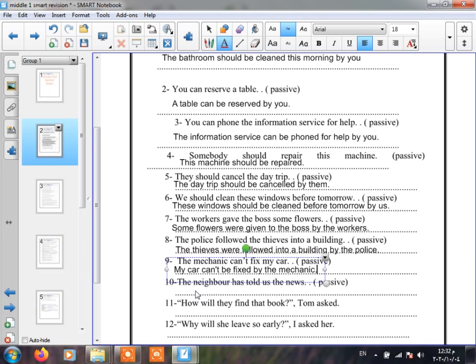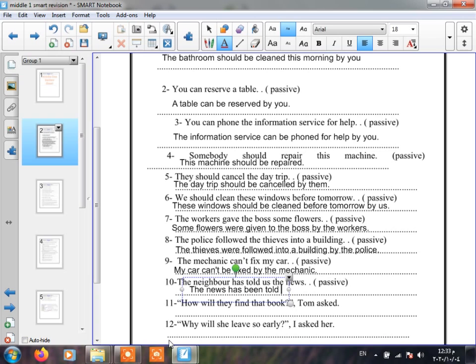Okay. So, number 10, the neighbor has told us the news. Here it's a little bit tricky because the news is an uncountable noun. So, the news, this sentence is in the present perfect. In the present perfect, I have to put have or has plus been plus the past participle. So the news has been told. The neighbor has told us the news.